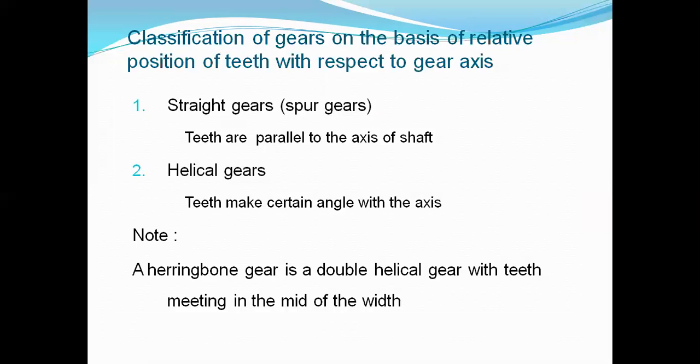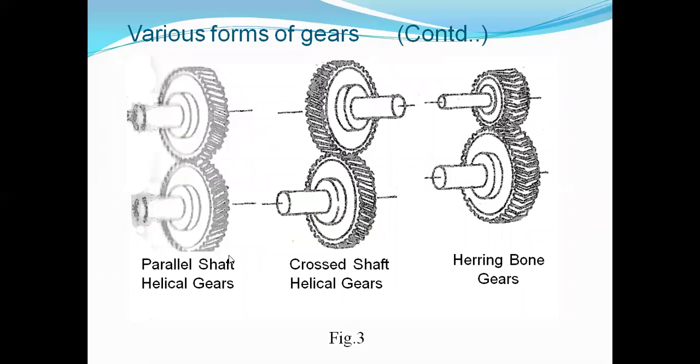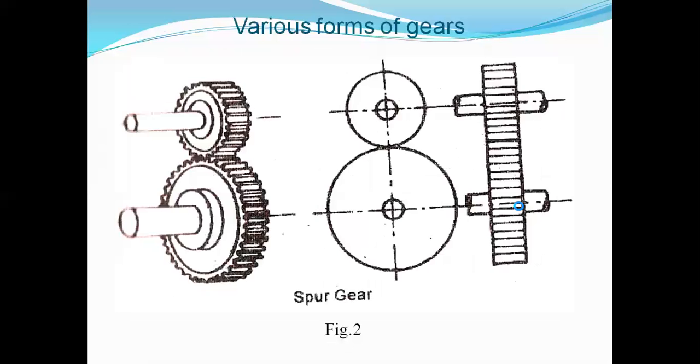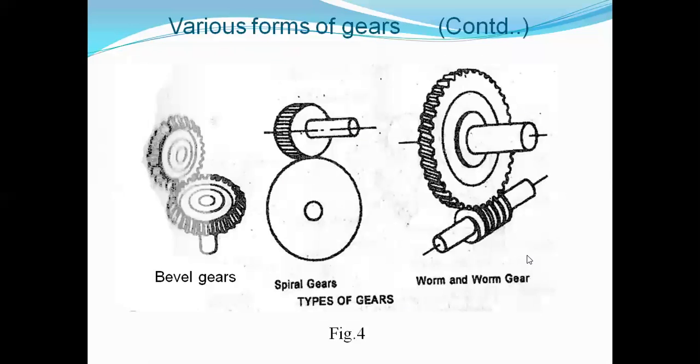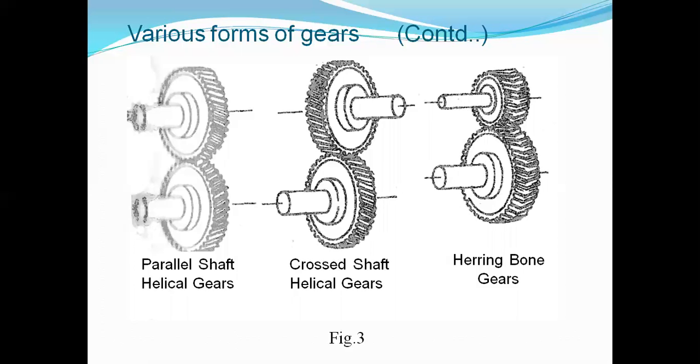Helical gears. Teeth make a certain angle with the axis. Observe here, the profile of the teeth is inclined to the axis. So these are helical gears. Herringbone gears. We have to observe the profile of the teeth. Here they are parallel to the axis of the shaft, spur gears. Helical gears are inclined to the axis.